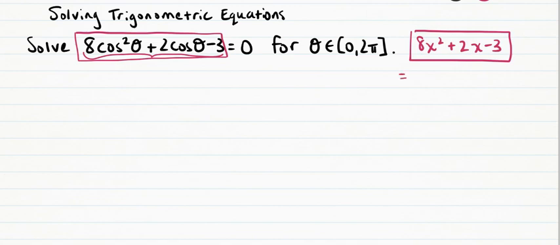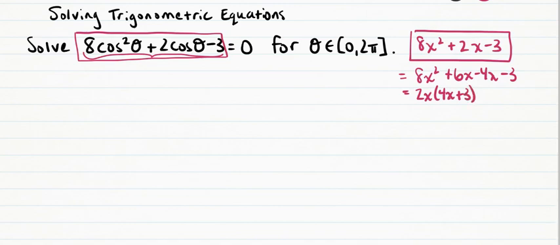So I'm going to use the numbers 6 and negative 4, and I'm going to use those to split up or decompose the middle term of 2x. So 8x squared plus 6x minus 4x minus 3. And then I common factor out of the first two terms. So the common factor there is 2x, and I'm left with 4x plus 3.